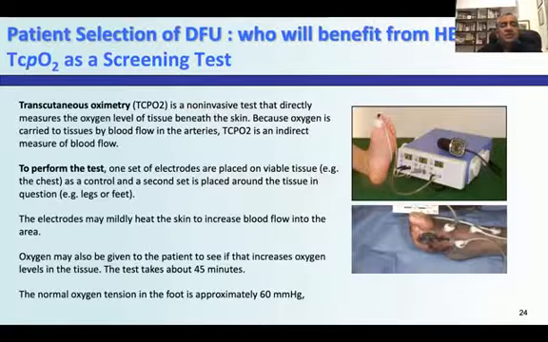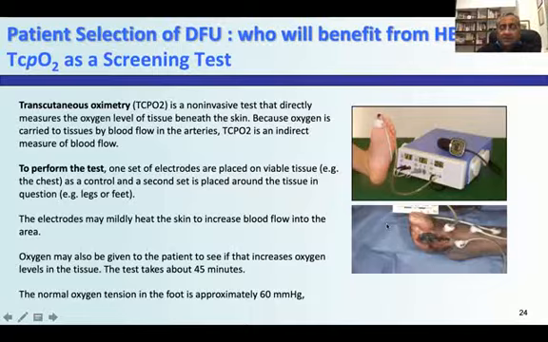How do you select patients for hyperbaric oxygen in diabetic foot ulcers? Transcutaneous oximetry is a non-invasive test that directly measures the oxygen level of tissue beneath the skin. Because oxygen is carried to tissues by blood flow in the arteries, TCPO2 is an indirect measure of blood flow.